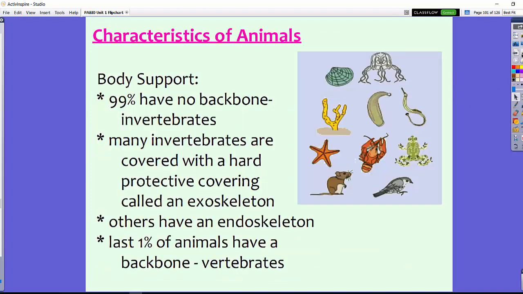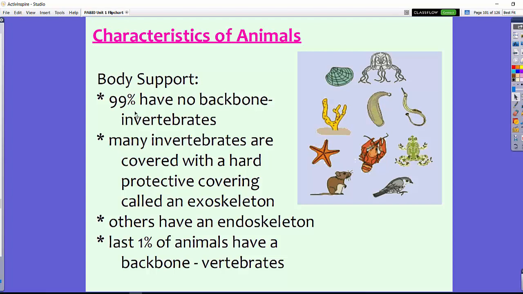Now, just some characteristics of animals. Because we have such diversity, we have a wide range of characteristics that we see. Most of the animals we see actually do have a backbone. You can probably look around your house or outside and see birds and maybe some household pets like cats and dogs and other little critters. Chances are they have a backbone.